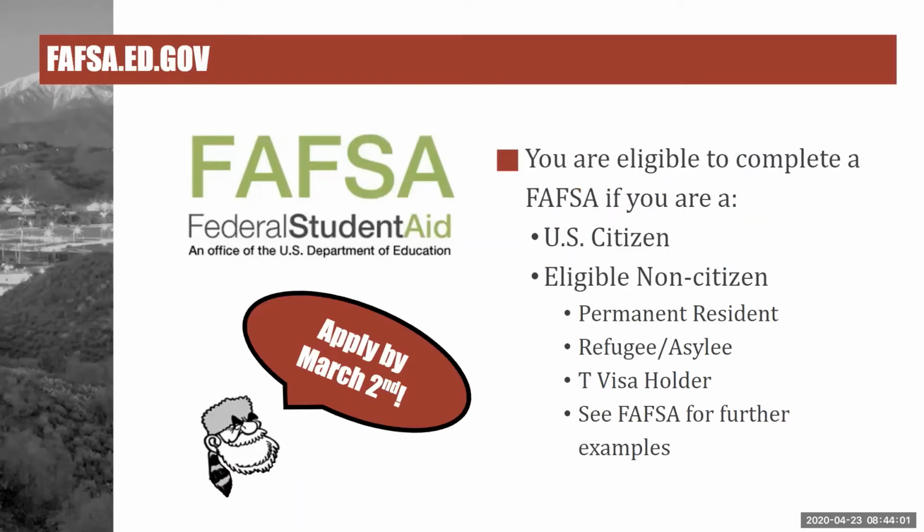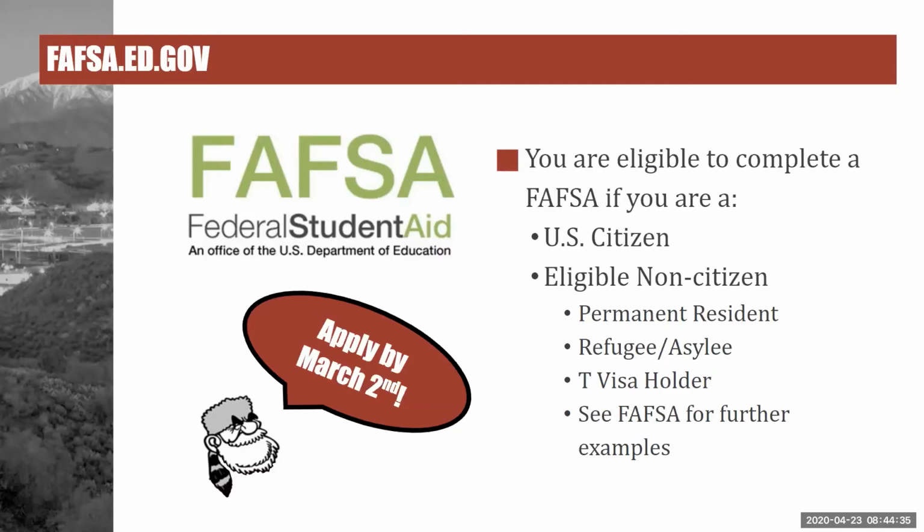Let's first review requirements for the FAFSA application. The FAFSA is the right application for you if any of the following apply. You are a US citizen, or you are an eligible non-citizen. And this is the language you will see on the actual FAFSA application. Eligible non-citizens are those who are permanent residents, persons granted refugee or asylee status, T visa holders, and there are some other very specific statuses also included on the FAFSA application, which we encourage you to reference if needed.